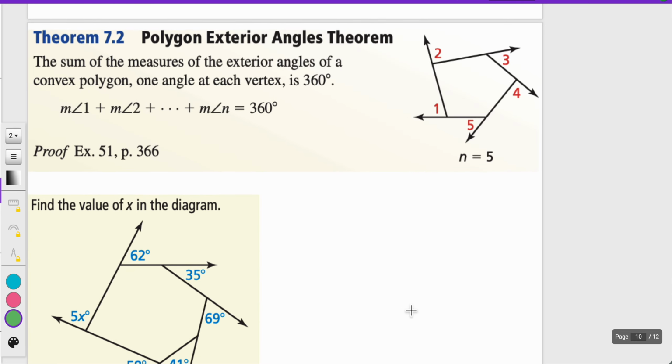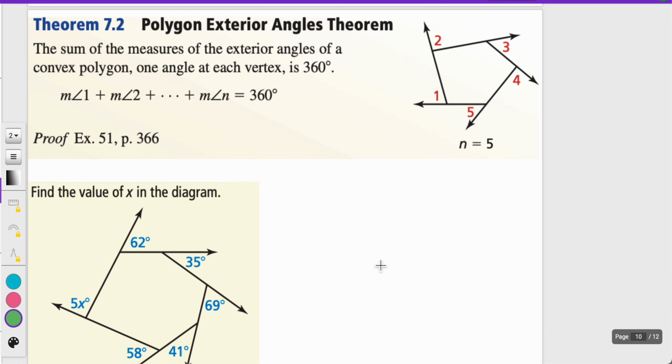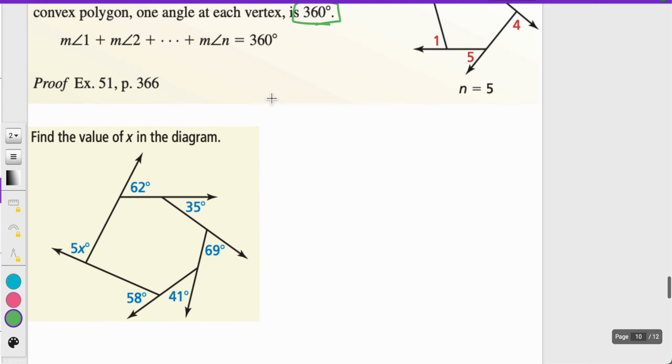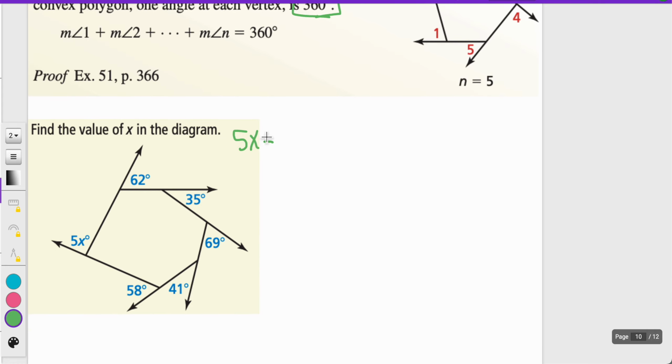The last thing we're going to talk about are exterior angles. This will be your next one on your sheet, 7.2 theorem. The sum of the measures of the exterior angles for a convex polygon, one angle at each vertex, is 360 degrees. So for instance, if this is a five-sided figure, each one of these would add up to be equal to 360 degrees. So looking at this example down here, we know that we have 5x, 62, 35, 69, 41, and 58, and they should all be equal to 360.